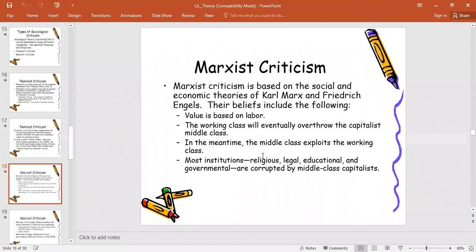And governmental. Corrupted by whom? Middle class. The middle class wants to be rich, so they misuse all these people, workers, and they have corrupted the whole system.